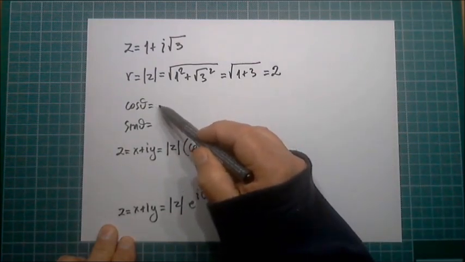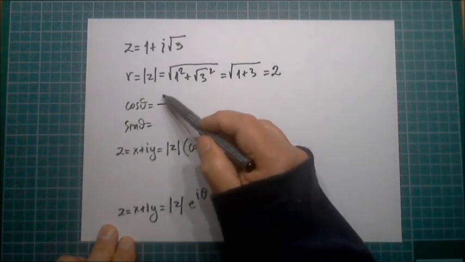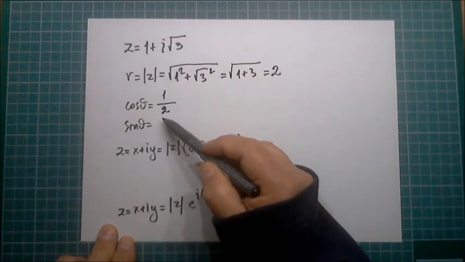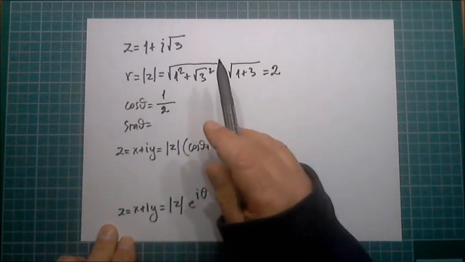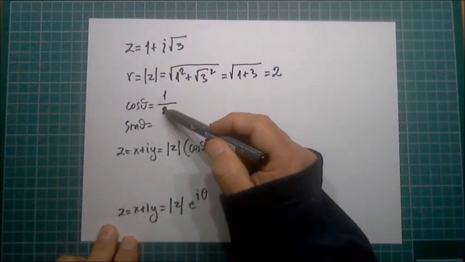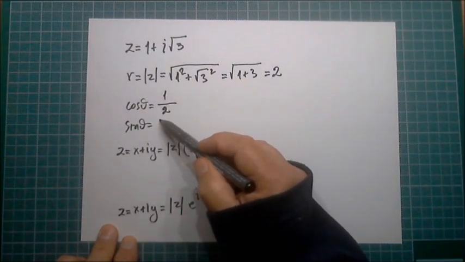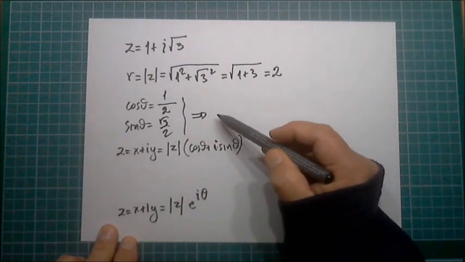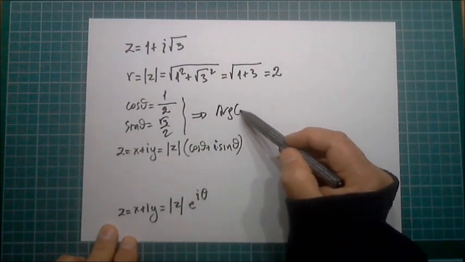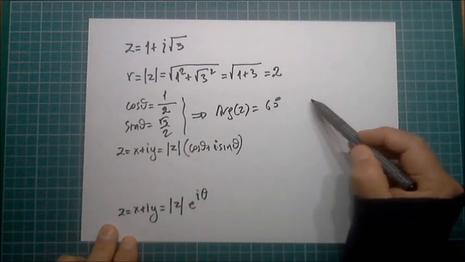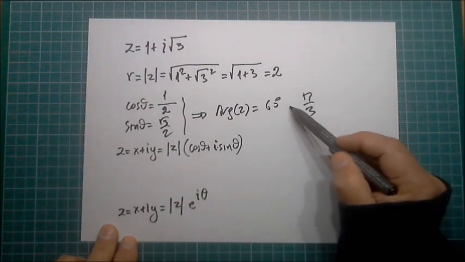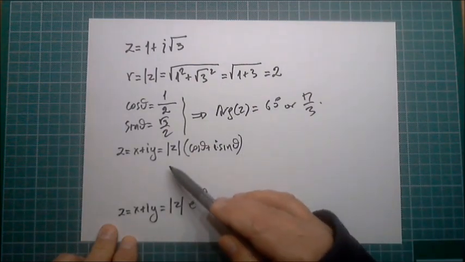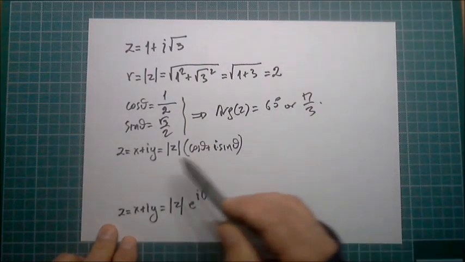After that, we shall find the argument of this complex number, which is arg z, and now we shall solve the system cosine theta equals 1 over 2 and sine theta equals square root of 3 over 2. These two give arg z equals 60 degrees or pi by 3 in radians. Now we can write this number z in polar form.